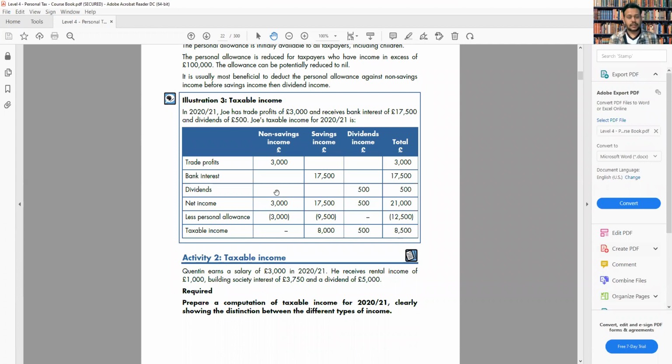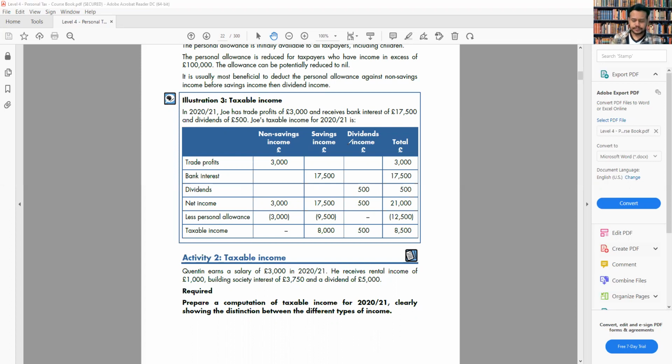Let's look at one of the example. Here we have one example, illustration 3, taxable income. 2020 and 21, Joe has trading profit 3,000 and receive bank interest 17,500 and dividend 500. Joe taxable income for 2021 is, so how much is the taxable income? Let's have a look at that.